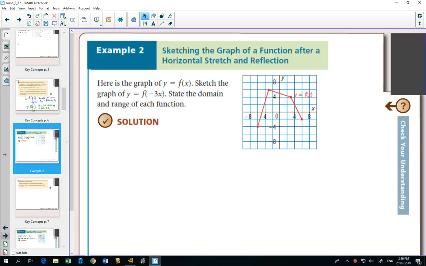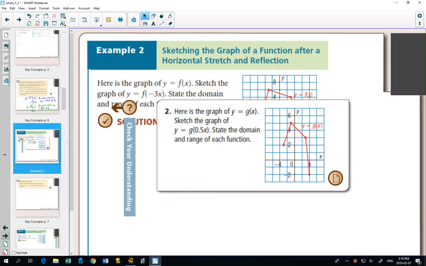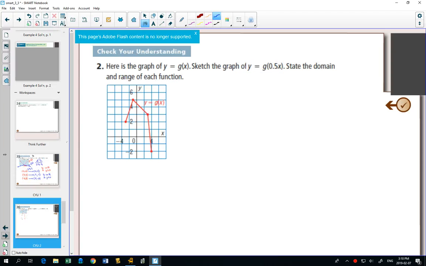So when we get here to example 2, we have the graph of g of x, and we want to sketch the graph of g of 0.5x. We notice this 0.5x is inside the function. This is going to be a horizontal stretch. You're going to multiply your x values by 2. You can think of 0.5 as a fraction. It'll be much easier to multiply by the reciprocal if you do that.